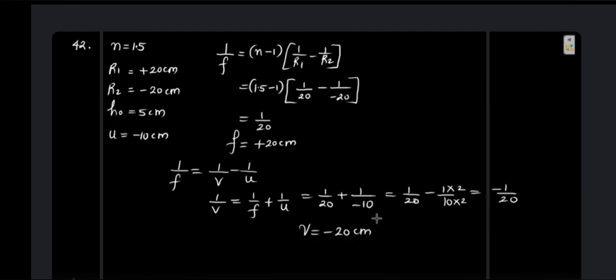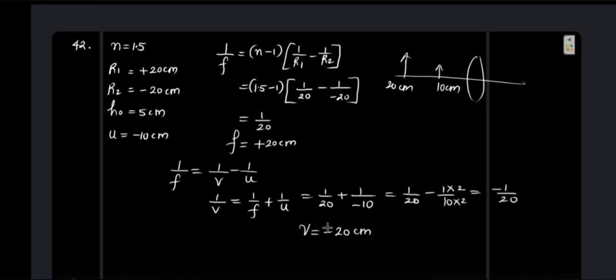Now see, V came negative. And we know that for a convex lens, when V is negative, the image distance is negative. It is going to be a virtual and erect image at a distance of 20 centimeter on the same side as that of the object. If your object was placed over here at 10 centimeter on this side, the image is formed over here on the same side at 20 centimeter.